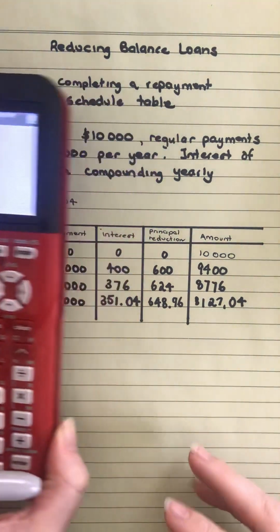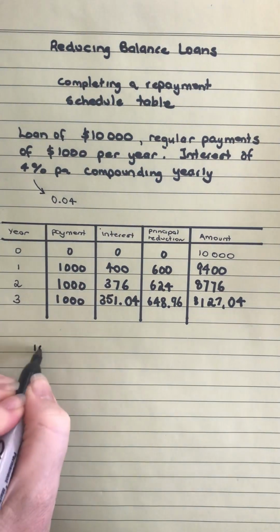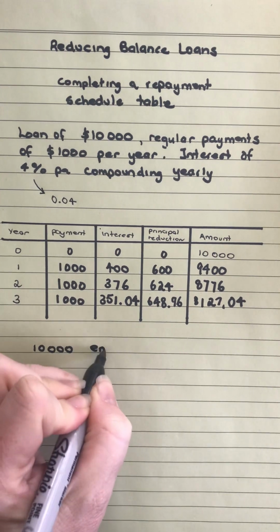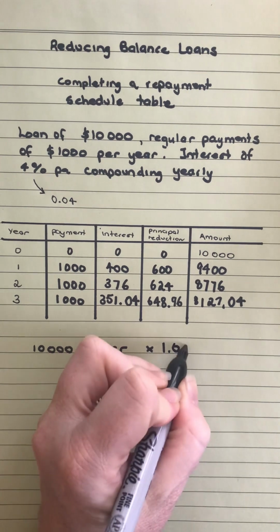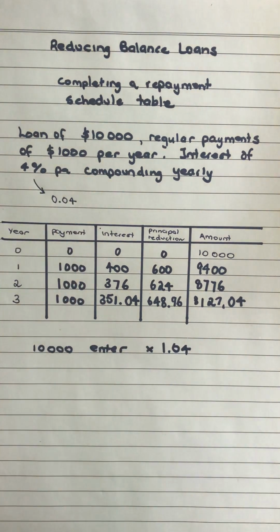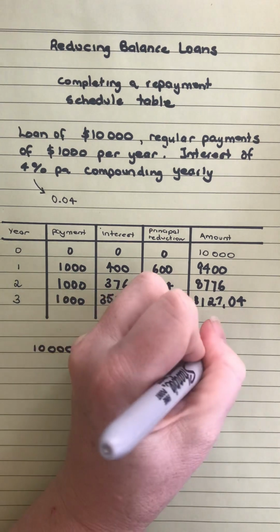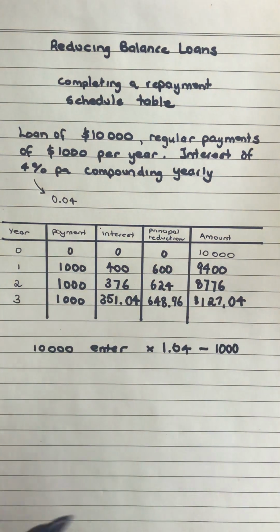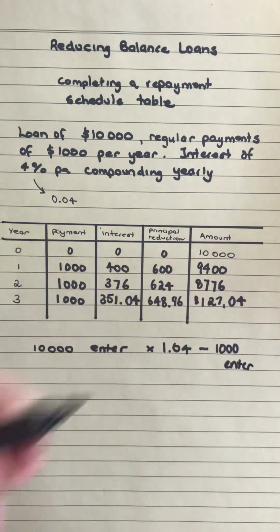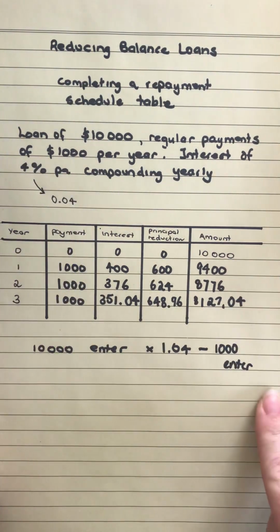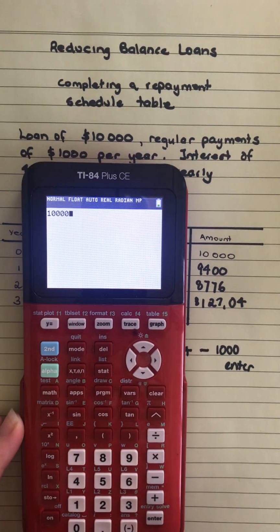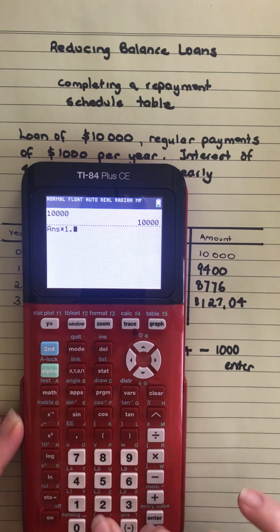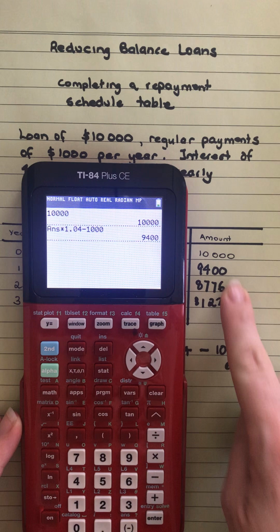Now, if you were doing your recurrence relation, you would have put your 10,000 and then you would have stored it on your calculator and then you would have multiplied by 1.04 because we've got our 4% that we're adding onto it, and then we're taking away the $1,000. And then you can press enter and keep repeating that and you'll get these numbers down the side there. So 10,000, and then we're multiplying by 1.04, take away the 1,000 and we get the 9,400.